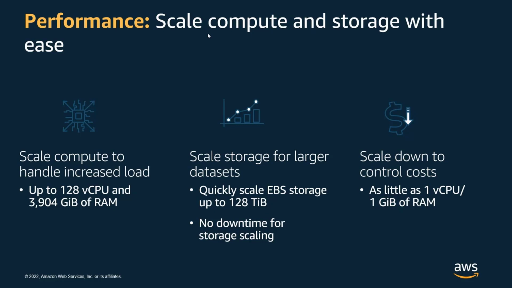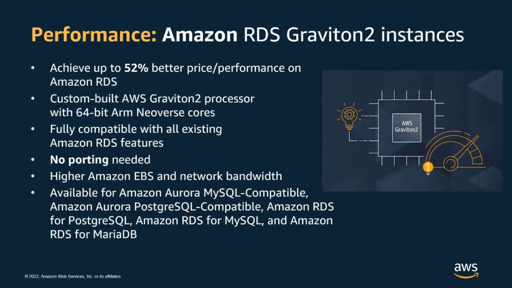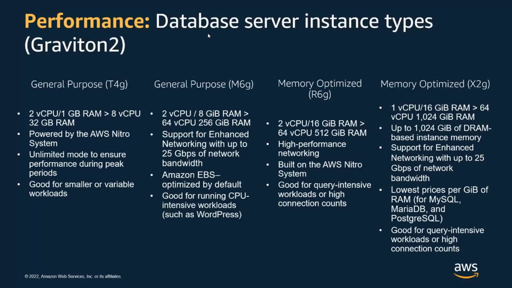Recently, RDS also announced Graviton 2 instances, which are based on the custom built AWS Graviton 2 processor with 64-bit ARM Neoverse cores. These instances have been seen to achieve up to 52% better price performance on Amazon RDS. Graviton 2 is available both across our general purpose category of instances as well as memory optimized instances. And do look out for free tier coming soon on Graviton based instances, which you can try out all of your RDS MariaDB workloads on.